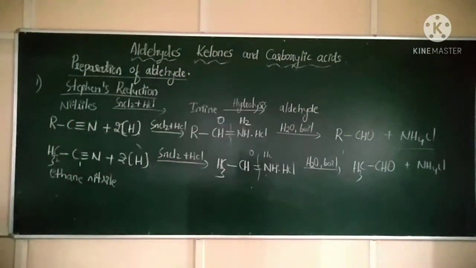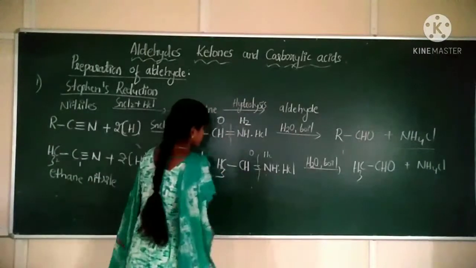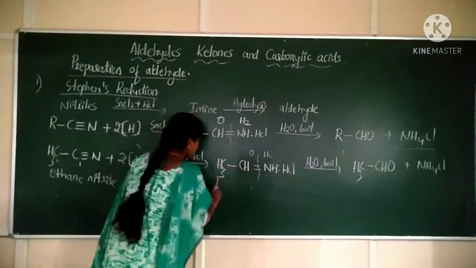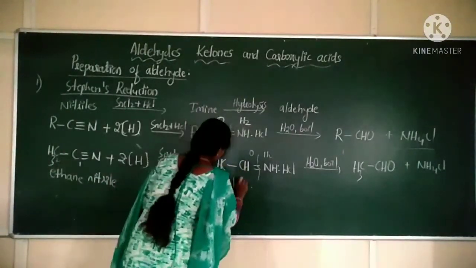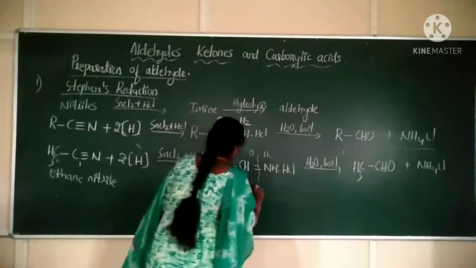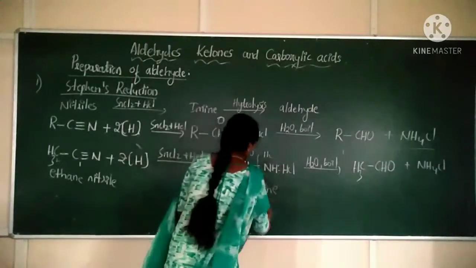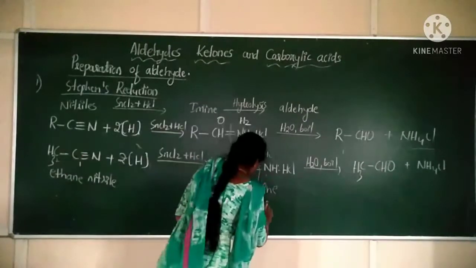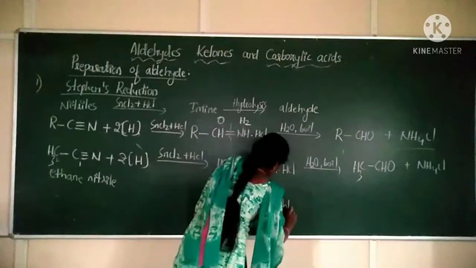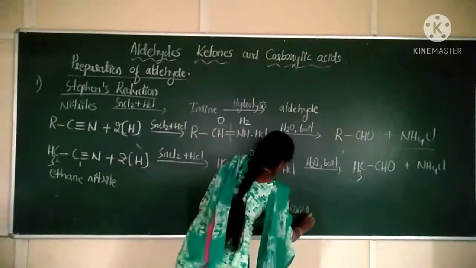So this is stannous chloride. Now its name is acetaldimine hydrochloride. Its name is what? 2 carbons are there. Acetaldimine hydrochloride. Or you can just write it as an imine.